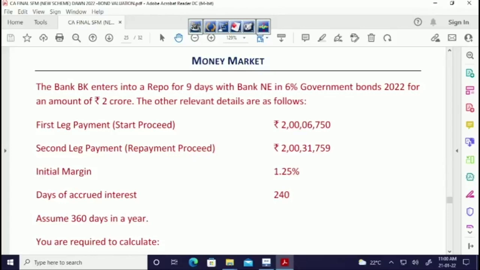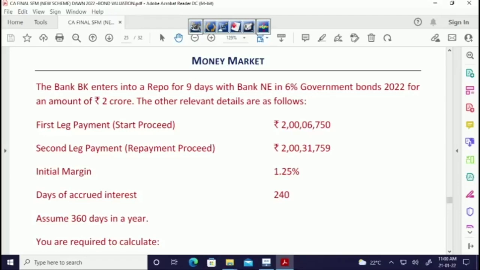So they've already calculated everything. You understanding? 2 crore at a certain clean price, I don't know how much. Then accrued interest was added. They've written days of accrued interest 240. So 240 days at 6% was added to that clean price, and then initial margin 1.25% was deducted. So this 2,00,06,750 is arrived at by adding accrued interest to the clean price and deducting the 1.25% initial margin. Please understand.